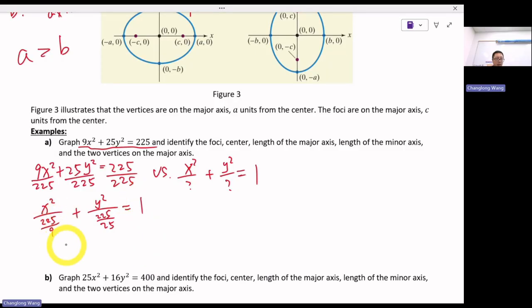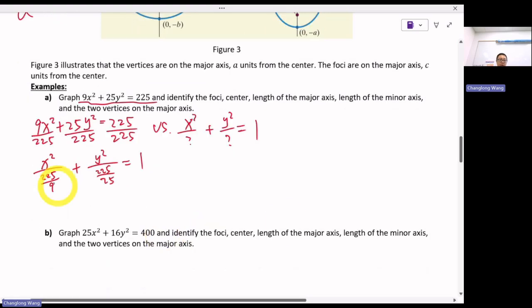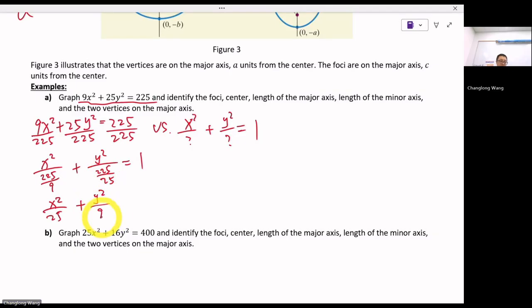Don't worry about those numbers, right? So most likely the test will have those numbers that do simplify, but sometimes they might have some fractions waiting for you. So in this case, 225 divided by 9 is 25. You get x squared over 25 plus y squared over 225 over 25 is 9. Okay, and you get the 1.